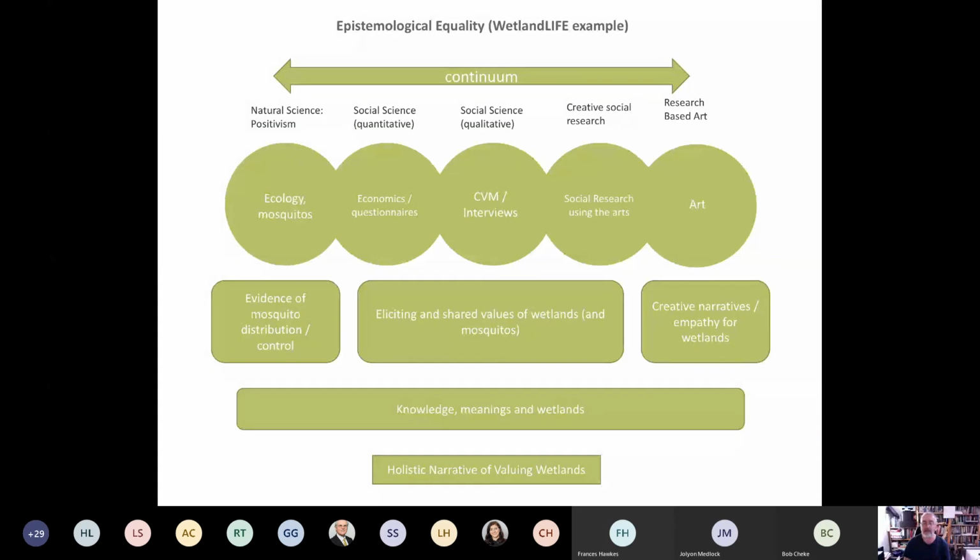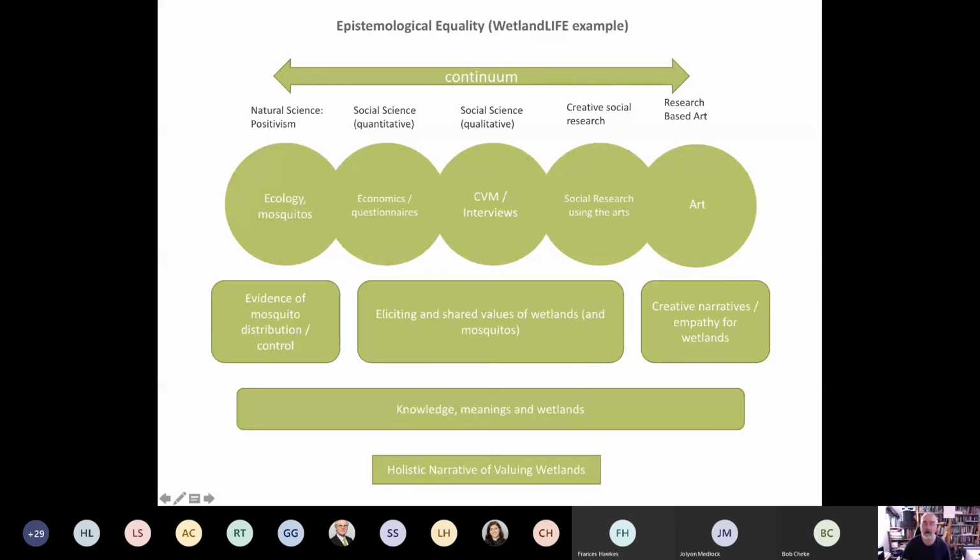So I've just put this slide up to illustrate the range of different activities in the wetlandLIFE project, ranging from the ecological work on mosquitoes at the left-hand side of the image, through the economics, the social science, community voice methods, interviews, social research using the arts on the right-hand side. And across those different disciplines, we're looking at evidence of mosquito distribution, we're eliciting values about mosquitoes and wetlands, and we're also, most importantly, creating narratives and empathy for wetlands, which are building into our knowledge and the meanings of wetlands.